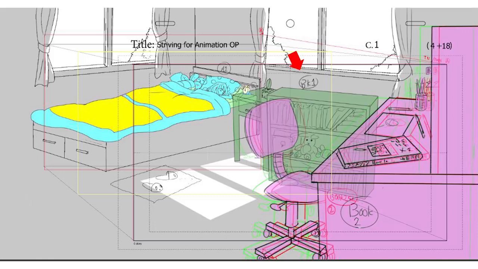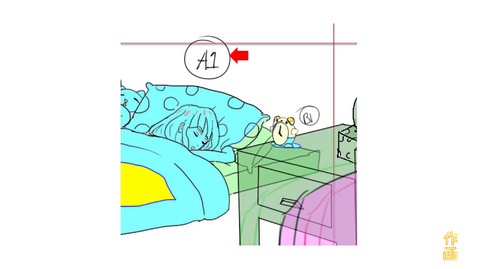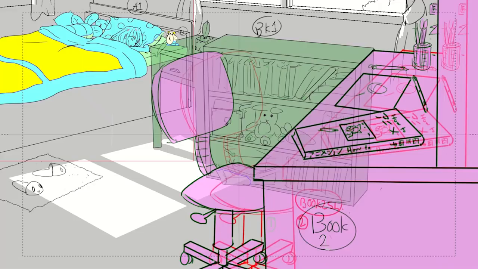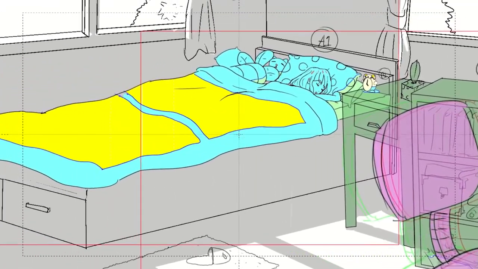Notice how the bookshelf is labeled Book 1 and the desk Book 2. Same goes for the cells, but letters are used. Emily sleeping is labeled A, and the alarm clock is labeled B. For the animation here, I've drawn 2 frames for Emily breathing.